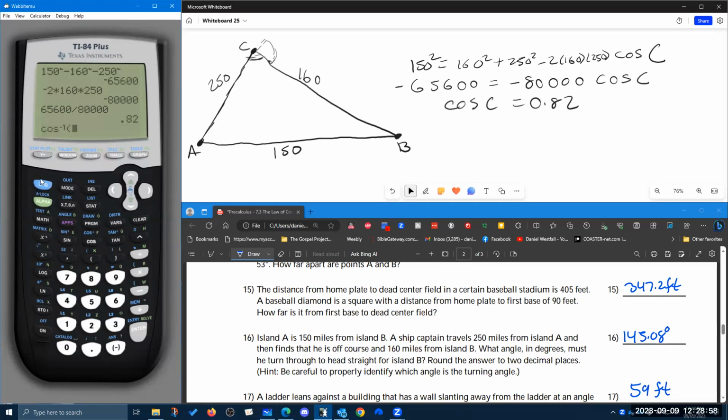Our cosine of C is 0.82. And we get this angle, but we need 180 minus that angle. So we need the 145.08 for the angle that we need to turn.